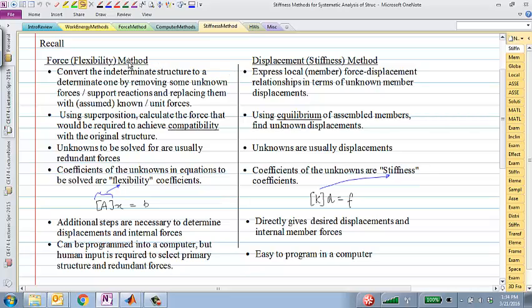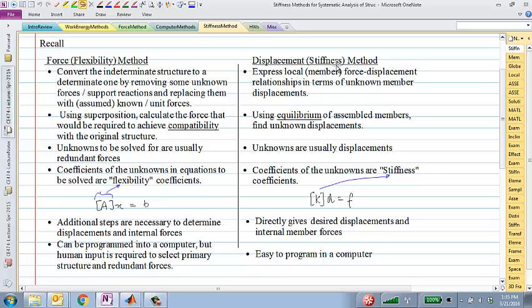In contrast to this force and flexibility method, the displacement method, the logic is quite a bit different. The idea really is that we can think of any structure as an assembly of components. So if I have a truss, there are lots of truss members in there. Some members are in compression, some members are in tension. We think of the truss as an assembly of those members.